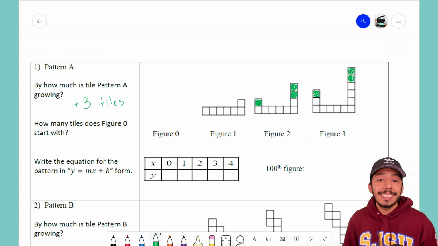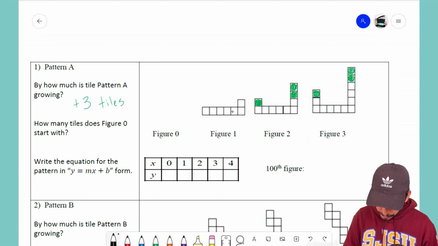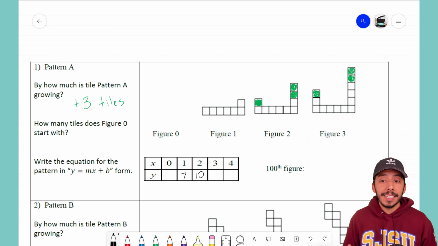It might be helpful to see this if we move over to our table. In the table, the X values represent the figure number: figure 0, figure 1, figure 2, figure 3, and figure 4. Y represents the number of tiles in each figure. In figure 1, I see 1, 2, 3, 4, 5, 6, 7 tiles, so when X is 1, my Y, or output, is 7. For figure 2, I see 10 tiles, so when X equals 2, Y equals 10.